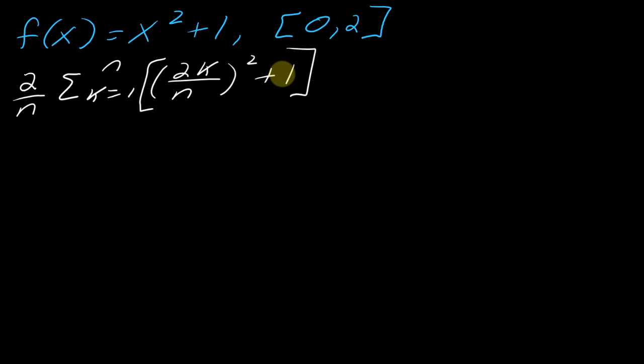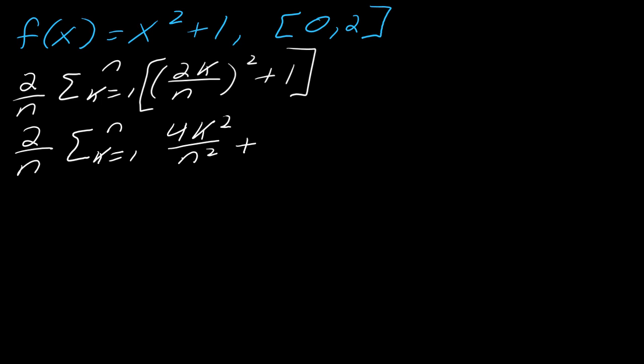If I just try to square all of this, what do I get? I just leave this 2 over n. This is coming along for the ride. And then if I square this, this becomes 4k squared over n squared plus 1.